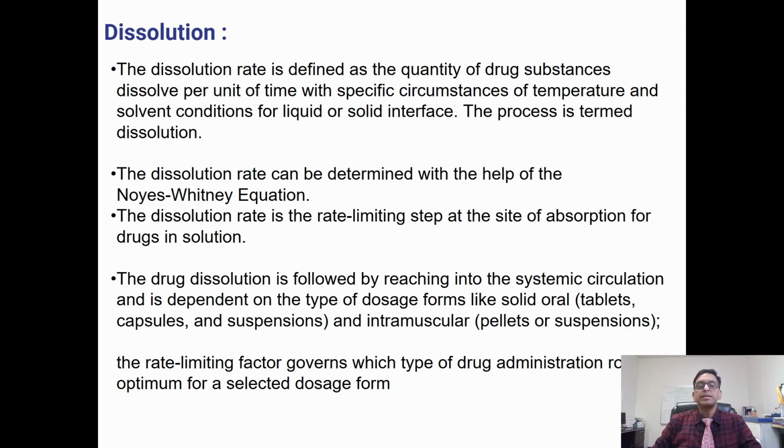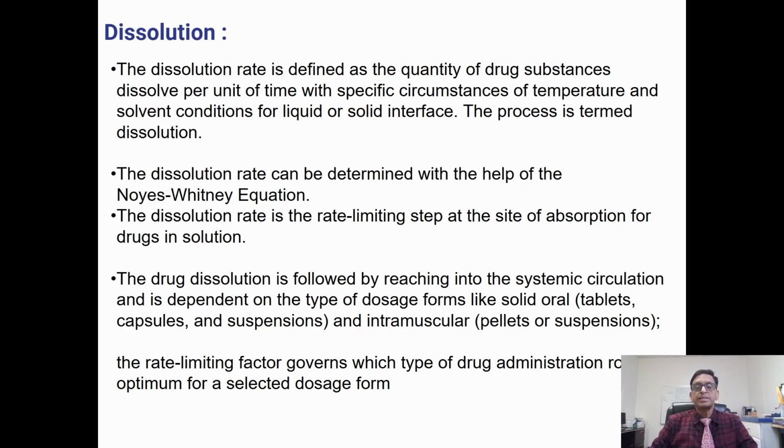The dissolution rate is considered to be a rate limiting step at the site of absorption for a drug solution. The rate limiting step is the predeterminant of how the delivery system is going to cross the dissolution step, then the absorption step, and then the availability to systemic circulation, which is the critical factor. Dissolution rate is considered to be the predeterminant step for drug availability into systemic circulation for a drug solution preparation.